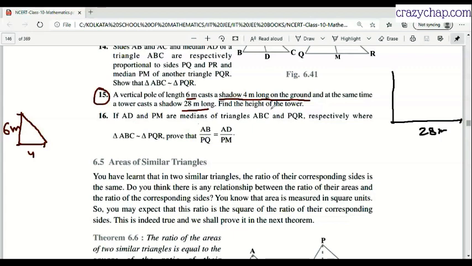They are asking to find the height of the tower. Let's say the tower is TO, and this shadow is OS. And this triangle is triangle ABC. Because it is the same time, the side ratios should be equal, because the triangles will be similar.